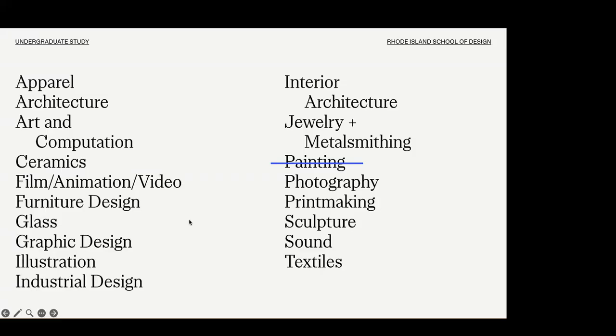With that being said, the painting department is not accepting transfer students for fall 2026 or the foreseeable future due to a record number of painting major declarations in the last handful of years. So I'm really sorry to say that painting is not a major of interest option for transfer students. But we do have two majors this year that are actually new to the transfer application process. So I hope that is exciting to folks who are interested in that pathway.